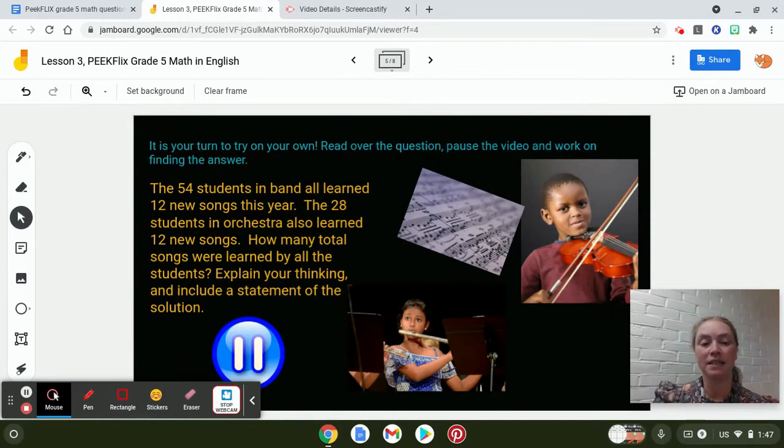The question for today is, there are 54 students in band who all learned 12 new songs this year. The 28 students in orchestra also learned 12 new songs. How many total songs were learned by all of the students? Explain your thinking and include a statement of the solution. You can do this, put your mind to it, and do your very, very best job.